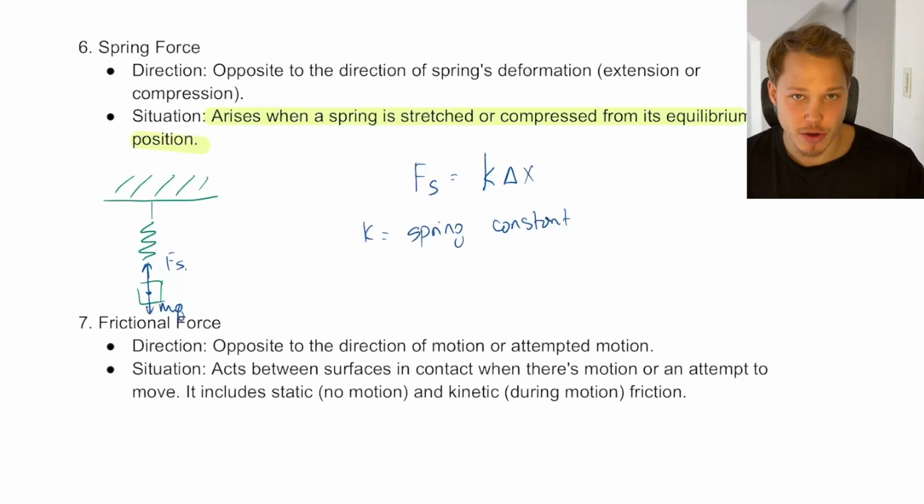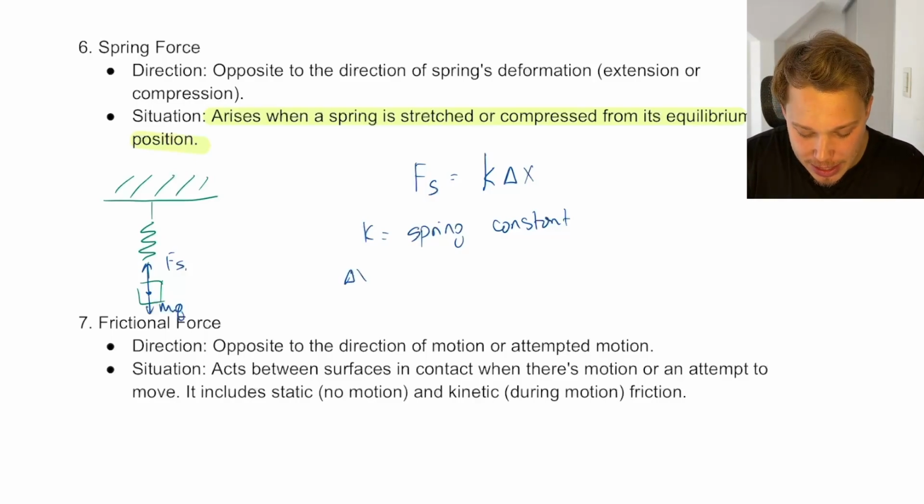So a car spring, for example, would have a really high K. A toy spring will have a really low K. But you don't need to memorize this because K will always be given in the problem. They will say the spring constant is this, or maybe you would have to solve for it.